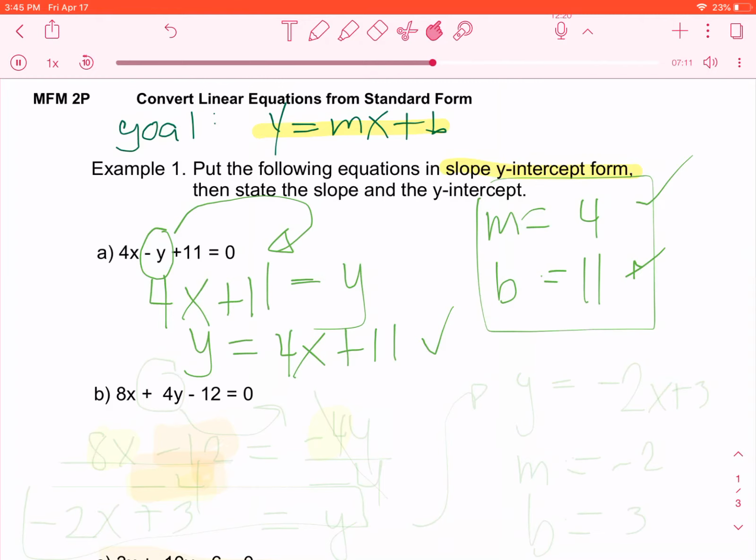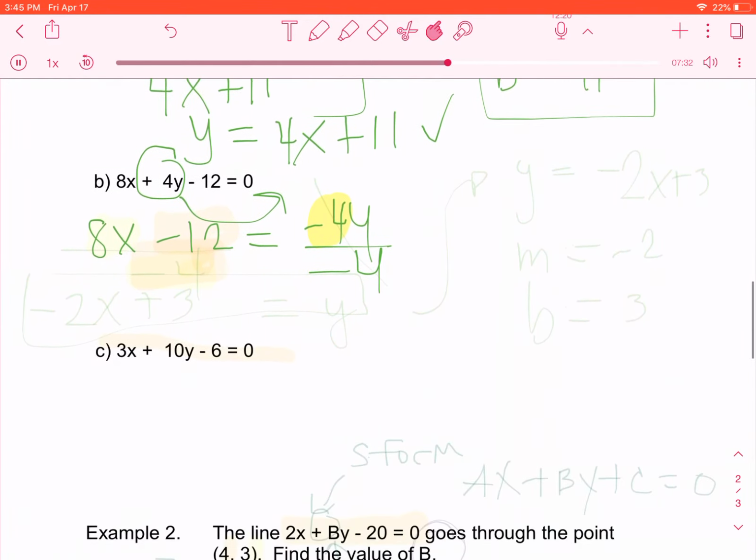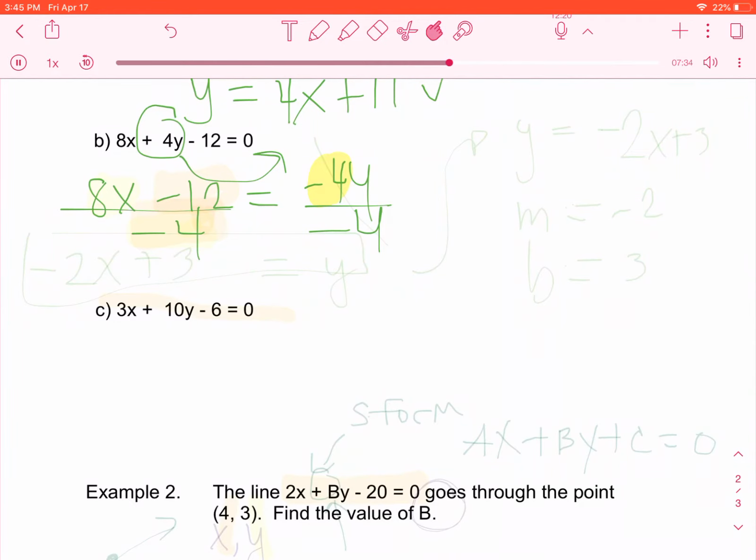Okay, I can do the same thing here. So I have 8x plus 4y minus 12. So once again, I'm going to bring over that plus 4y to the right side. And then to isolate for y, I'm going to divide both sides by negative 4. Negative 4 over negative 4 cancels. I'm left with just y.